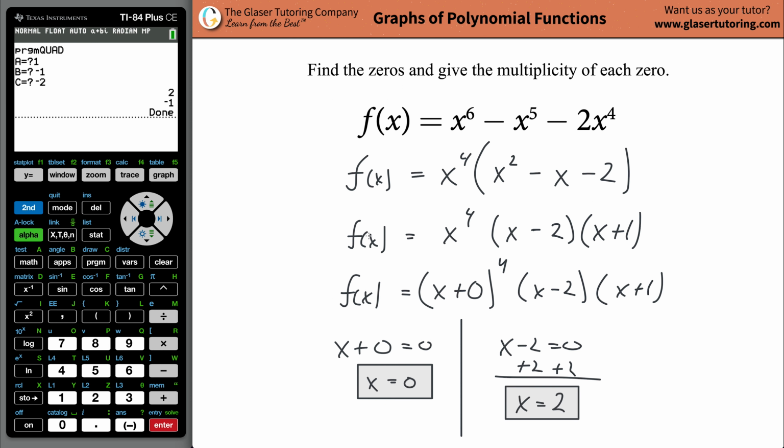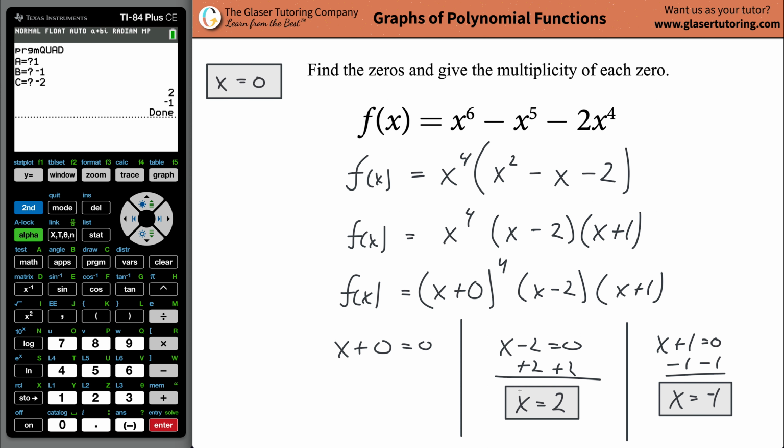Oh, and that's what the calculator told us, right? That's what it told us up there. And then last but not least, x plus 1 is equal to 0, subtract 1 from both sides. And look, -1, that's what the calculator told us it was going to be. So the calculator solves the x values, not the factors. All right, now we basically have these zeros, and that's all fine and dandy.